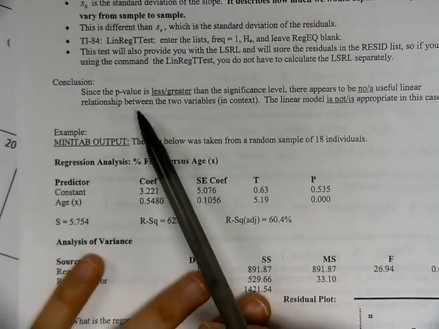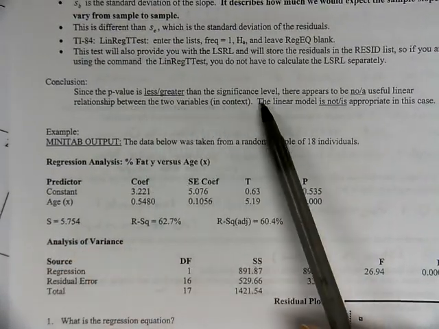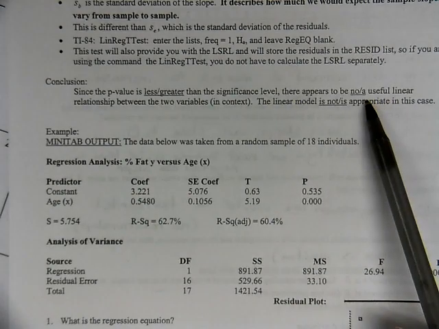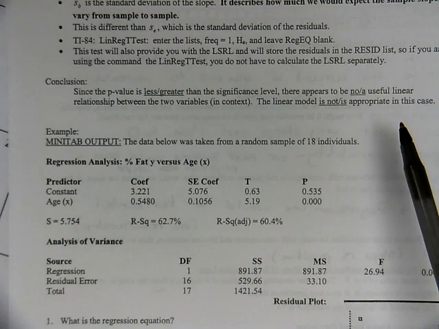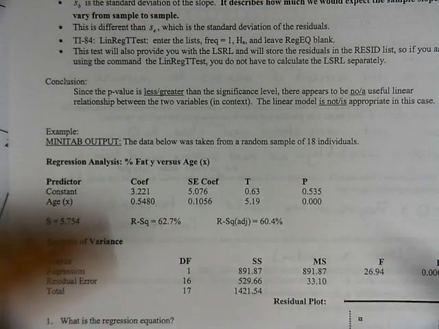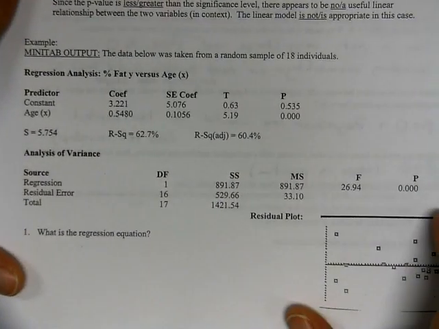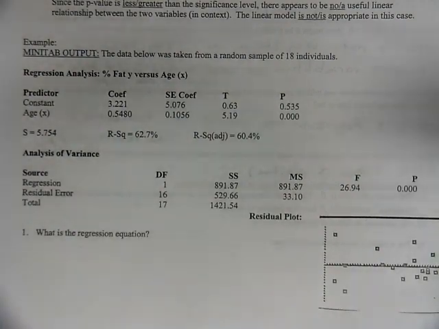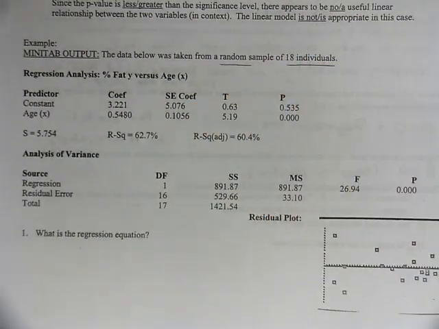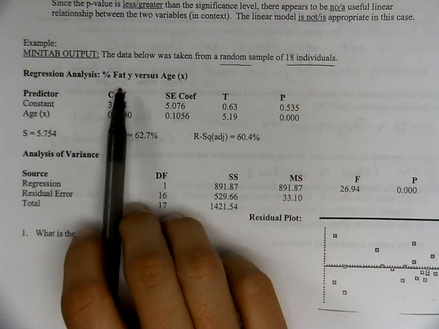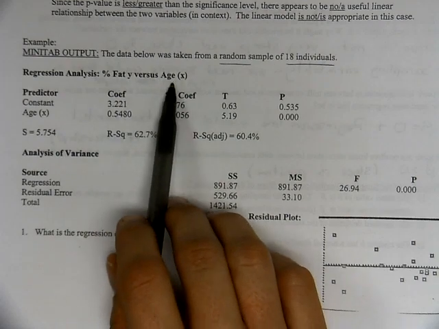And then our conclusion is, since our p-value is greater than or less than our significance level, there either appears to be a useful linear relationship or not. Just depends. Now, like I said, a lot of times they'll give you a Minitab output instead of the actual numbers. So this is a random sample of 18 individuals. We're looking at the percentage of fat versus their age.